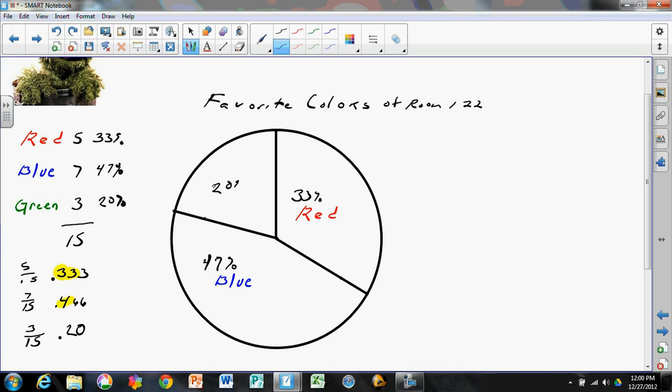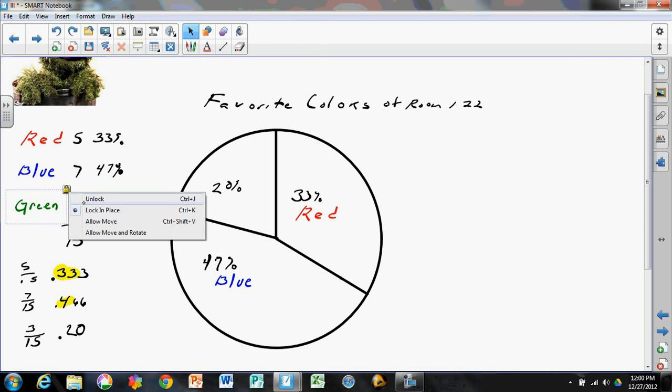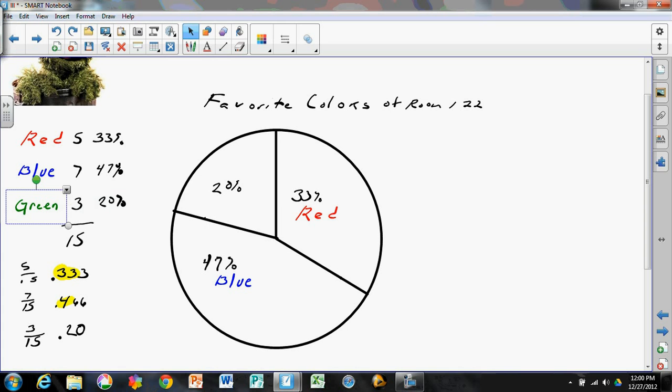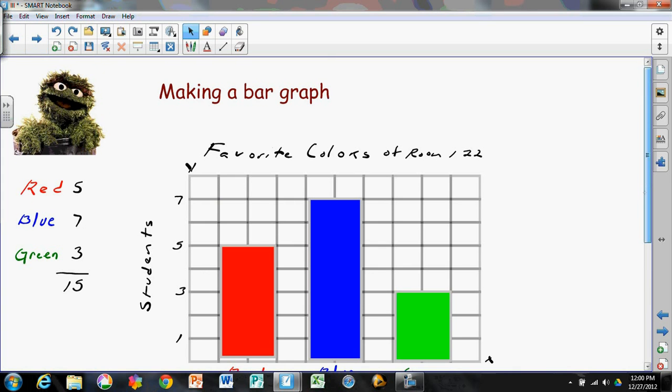And let's take the green. 20% green. So we have now a circle graph that represents the same information that we gathered yesterday of our favorite color choices. This is the circle graph, and this is the bar graph of the same information.